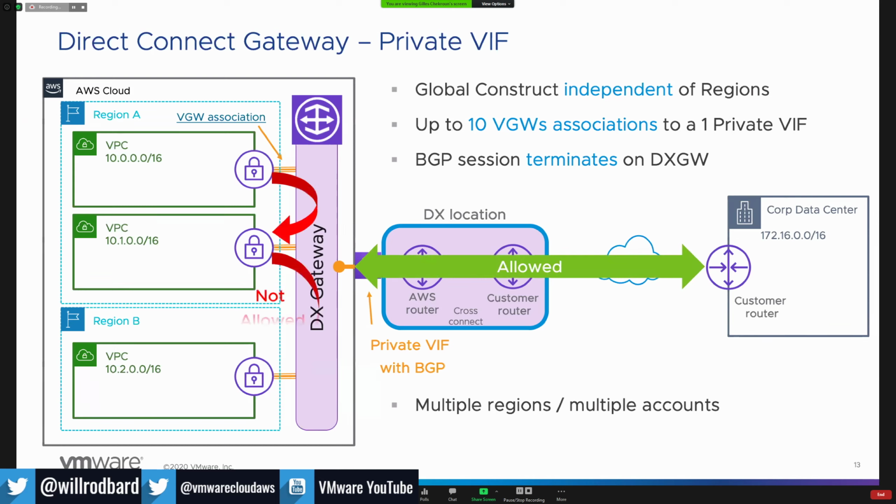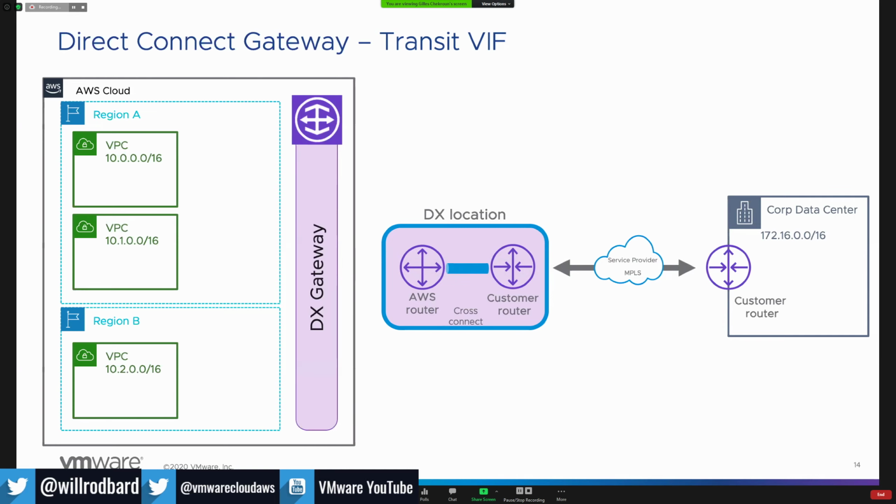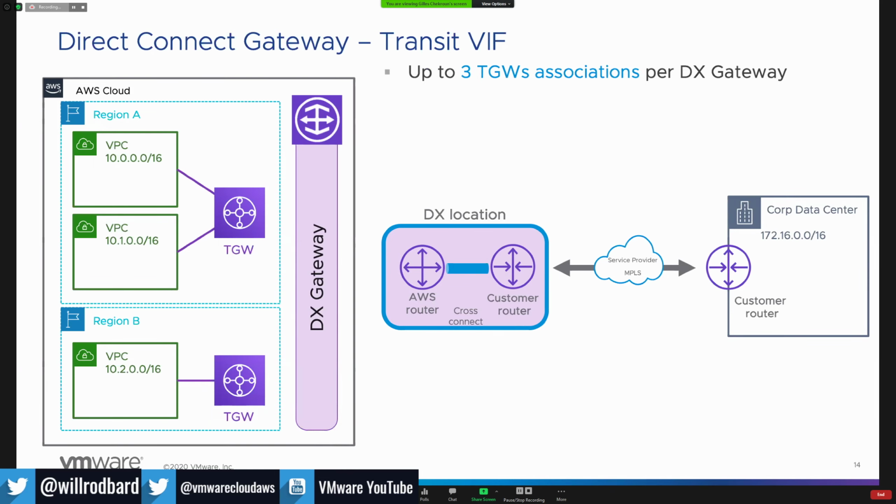All right. The next one is Transit VIF. Now we have our Direct Connect gateway. We are adding transit gateways. So transit gateway is a region construct. So now the transit gateways are within regions. They are connected to VPCs. And then we can have up to 3 associations per Direct Connect gateway. So this is also important. And then you connect the transit VIF to it.